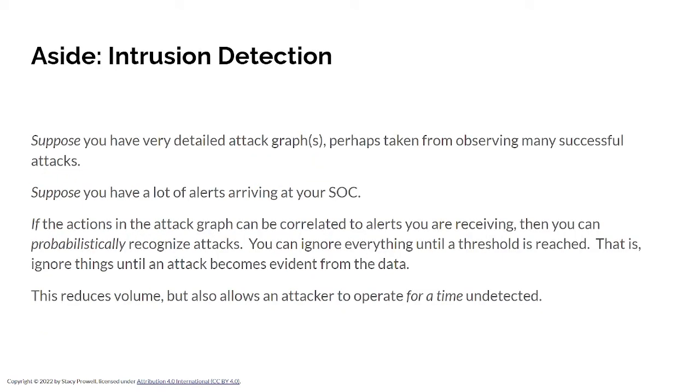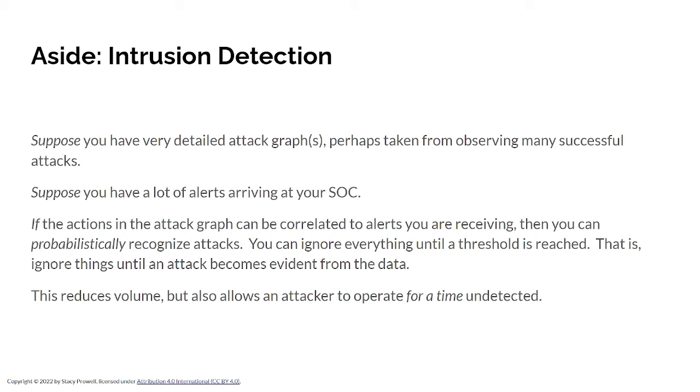Now, suppose that you have a very detailed attack graph. Maybe you do this by observing many successful attacks on various systems. Now, suppose you have a ton of alerts arriving at your Security Operations Center, your SOC. You're being flooded with alerts. You'd like to know, are some of these things just routine surveillance, just internet chatter, just false alarms? Or are some of these things part of an attack? How could I tell? So let's think about these two things.